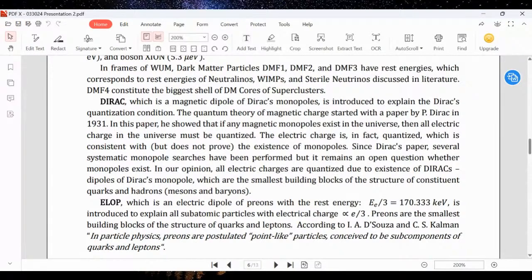A lobe, which is an electric dipole of preons with the rest energy 1/3 of electron energy, is introduced to explain all subatomic particles with electrical charge proportional to E/3. Preons are the smallest building blocks of the structure of quarks and leptons. According to D'Souza and Kalman, in particle physics, preons are postulated point-like particles conceived to be subcomponents of quarks and leptons.